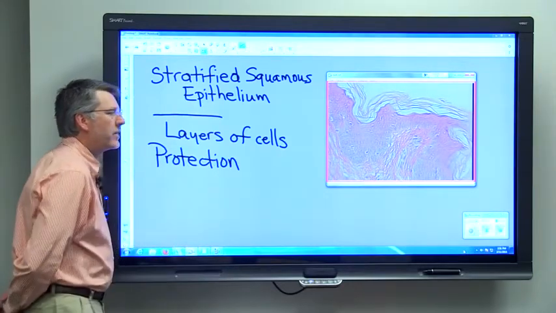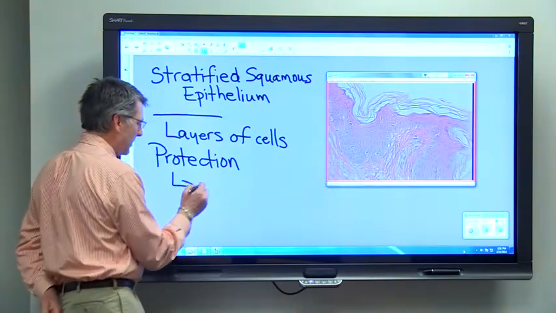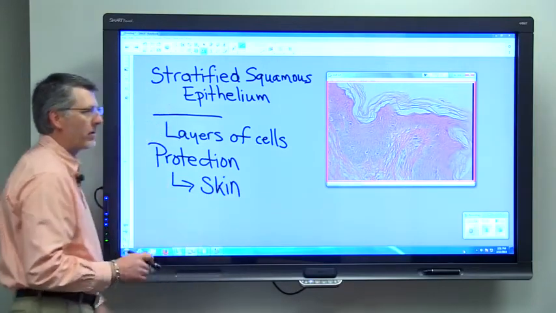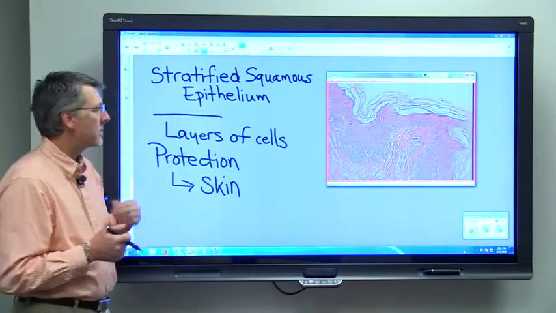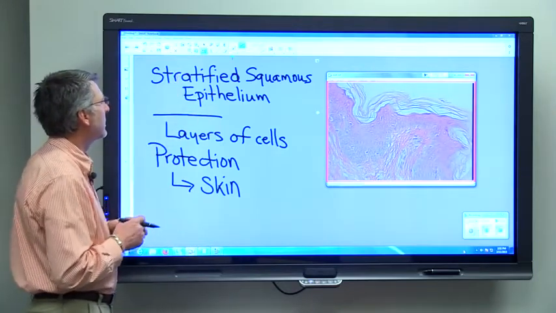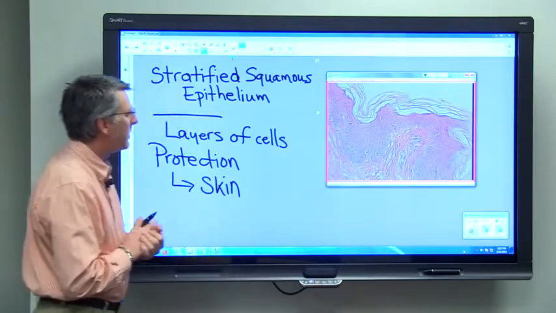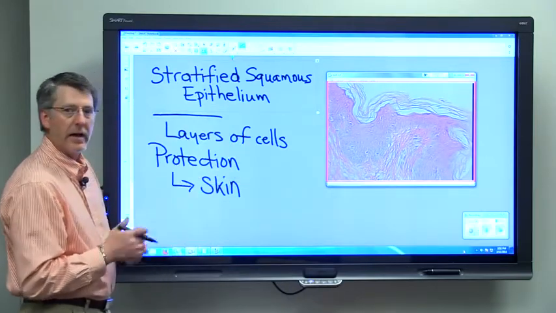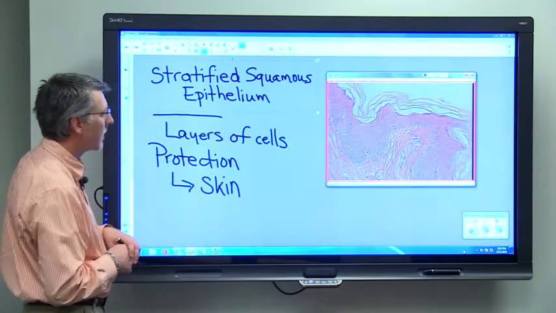And so stratified squamous epithelium is found in places such as your skin. Your skin is an organ of the integumentary system, but part of the skin is something called the cutaneous membrane. And the cutaneous membrane is what contains this stratified squamous epithelium. So we have a micrograph of the tissue over here, and this is just what's called a thin skin slide. It's thin as opposed to thick like you might have on your heel, for example.